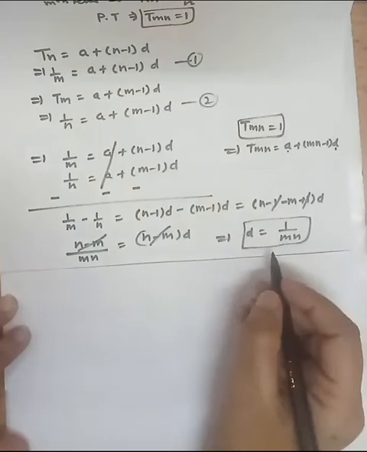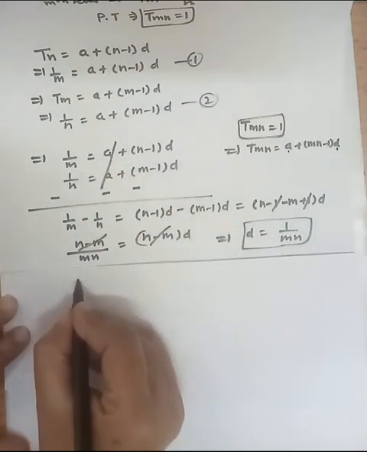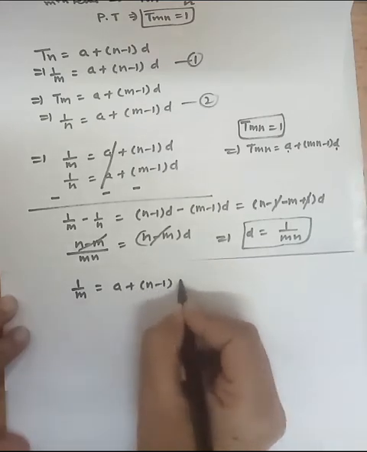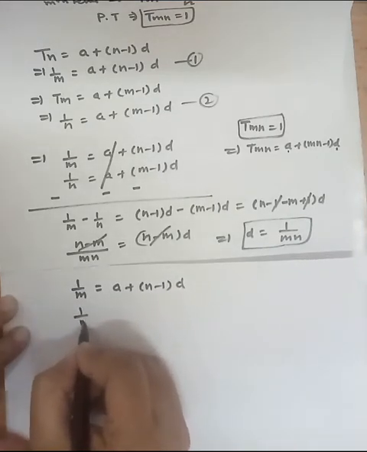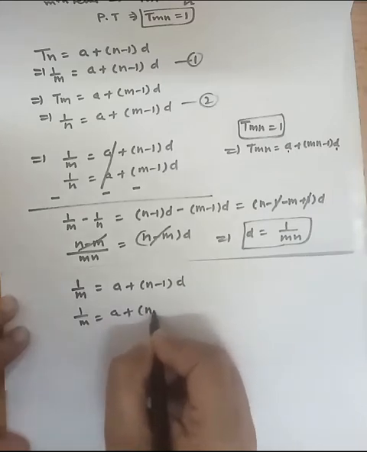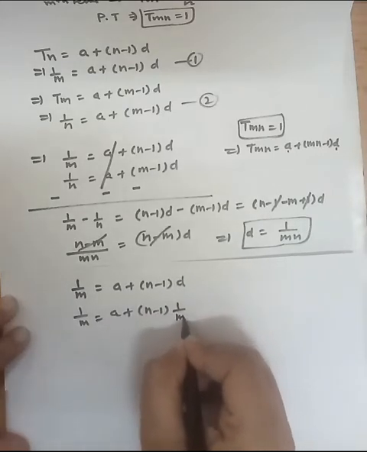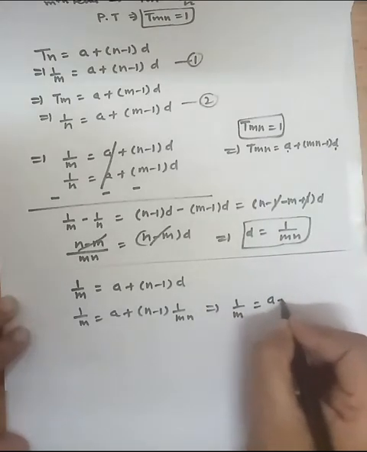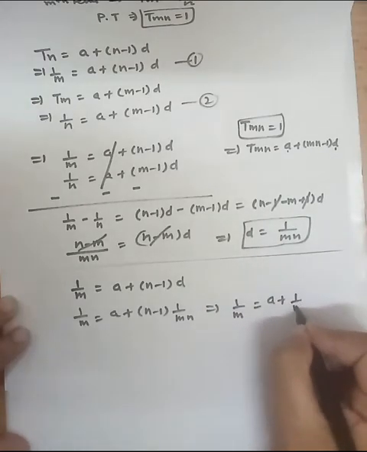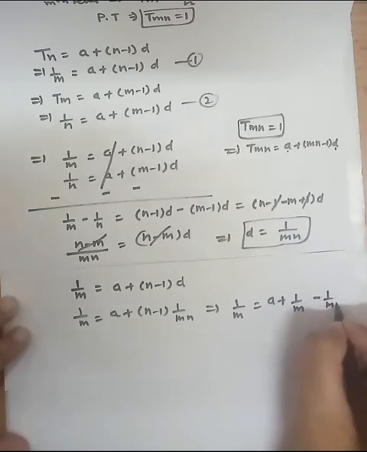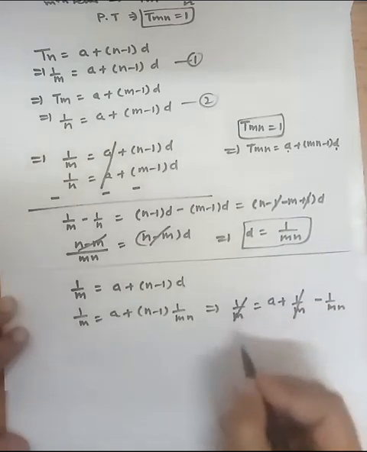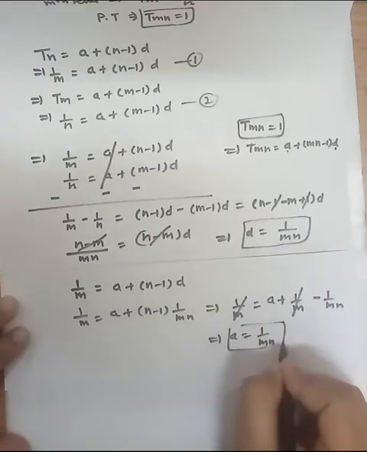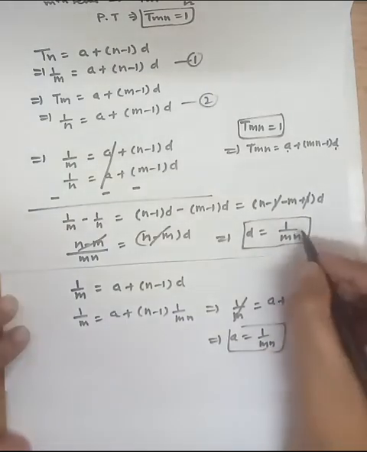Now put the value of d in equation 1. So equation 1 is 1 by m equal to a plus n minus 1 d. So 1 by m equal to a plus n minus 1, and d is 1 upon mn. Now solve this one: 1 upon m equal to a plus 1 by m minus 1 by mn. So here 1 by m cancels out. So the value is a equal to 1 upon mn. So both values come a equal to 1 by mn and d equal to 1 by mn.